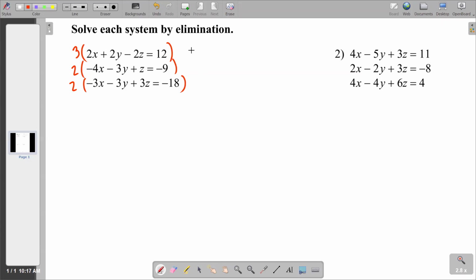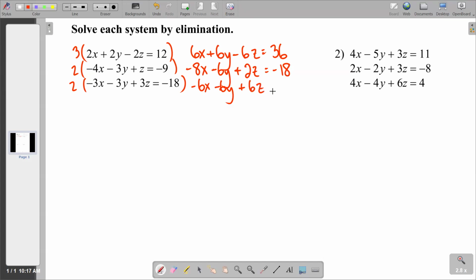We multiply the top by 3, and we get 6x plus 6y minus 6z equals 36. And then the second equation will be negative 8x's minus 6y's plus 2z's is equal to negative 18. And then the third one's going to be negative 6x minus 6y plus 6z equals, what is that, negative 36.